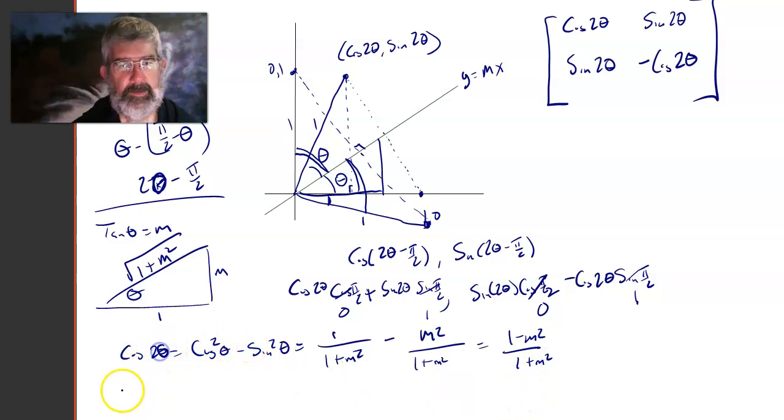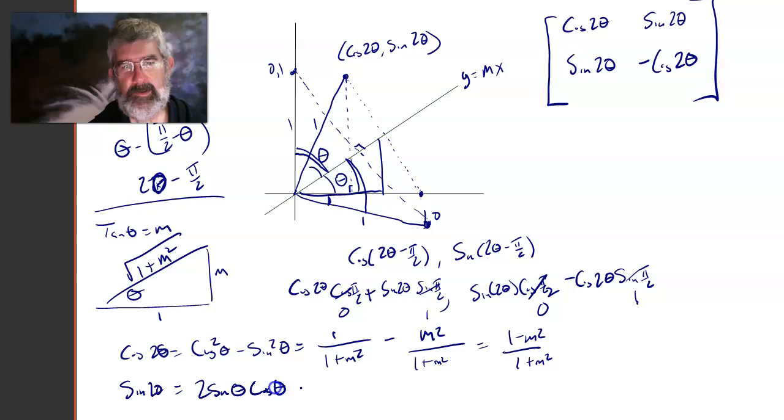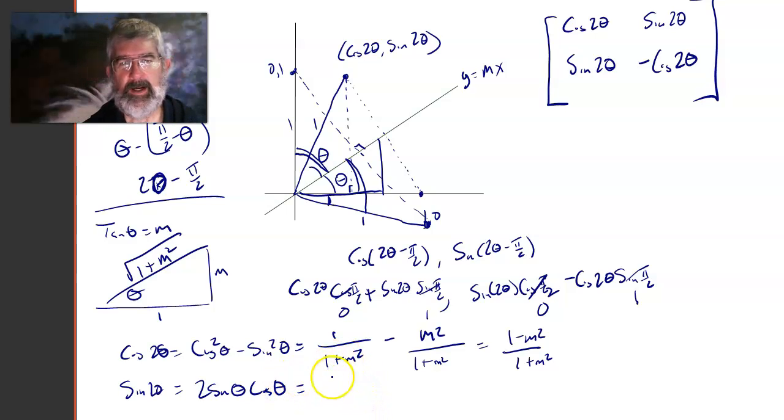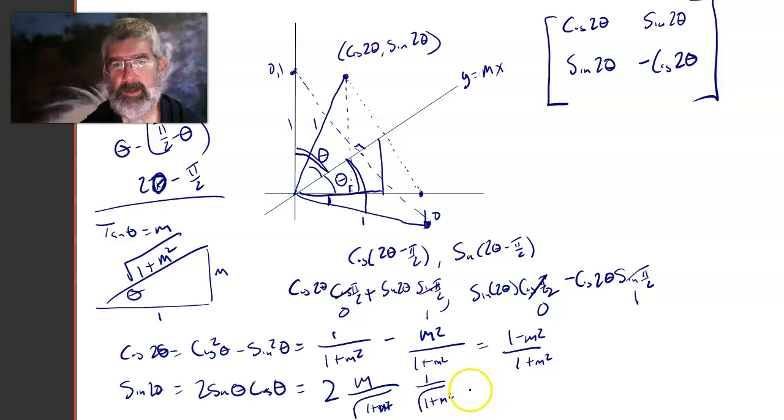Likewise, to do the sine of 2 theta, well, that's 2 sine theta cos theta. All kinds of trig coming in here. We like trig. So this is 2 times the sine of theta, m over the square root of 1 plus m squared, times the cosine of theta, which is 1 over the square root of 1 plus m squared, for a grand total of 2m over 1 plus m squared.